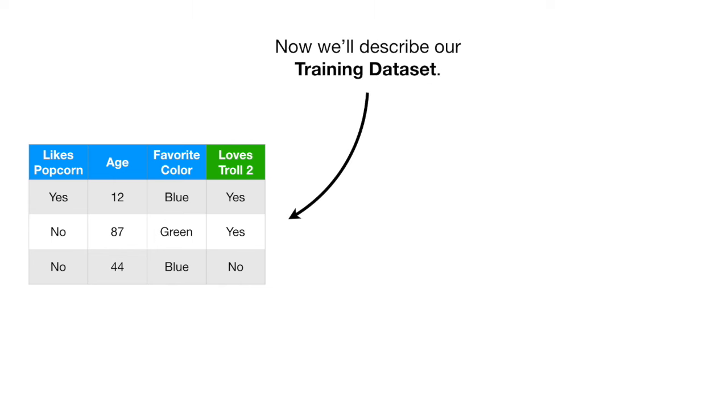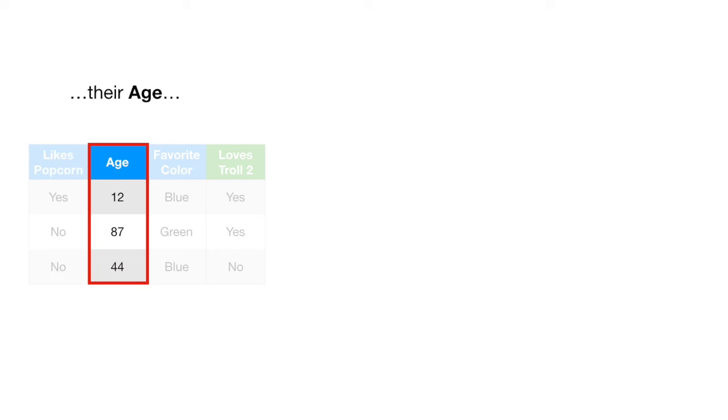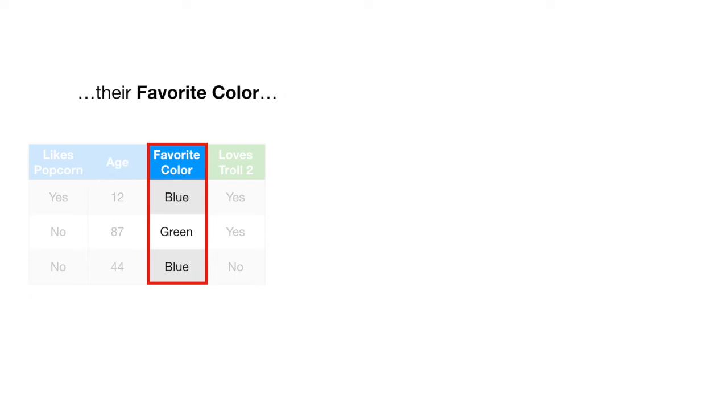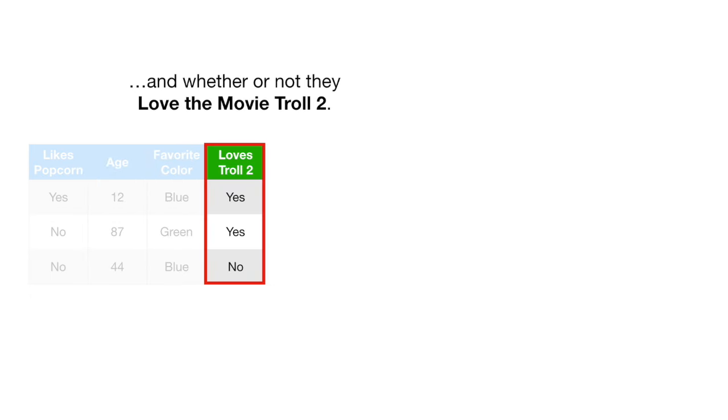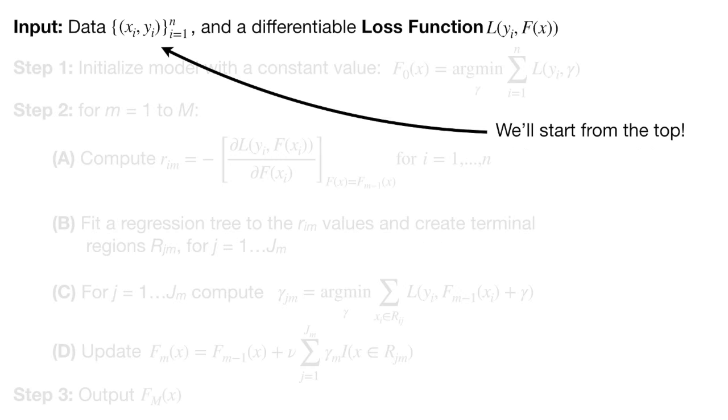Now we'll describe our training data set. We have whether or not 3 people like popcorn, their age, their favorite color, and whether or not they love the movie Troll 2. Great. Now that we know all about the training dataset, let's go through the algorithm step by step. We'll start from the top.